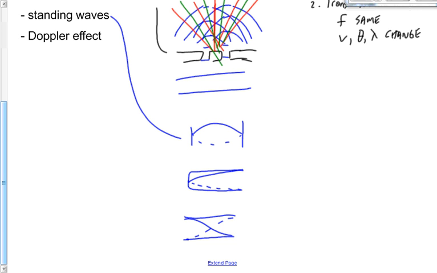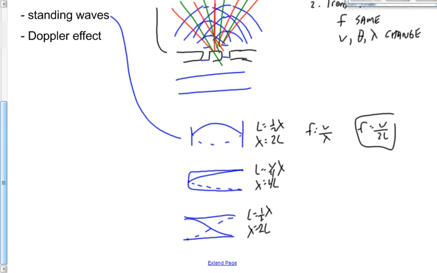In all three cases, we can define a length in terms of wavelength. This is a half of a wave. This is a quarter of a wave. And this is, once again, a half of a wave. Lambda is therefore equal to 2L. Lambda is equal to 4L. Lambda is equal to 2L. F is equal to V over lambda, or F is equal to V over 2L. F is equal to V over 4L, V over lambda, or V over 4L. F is equal to V over 2L.